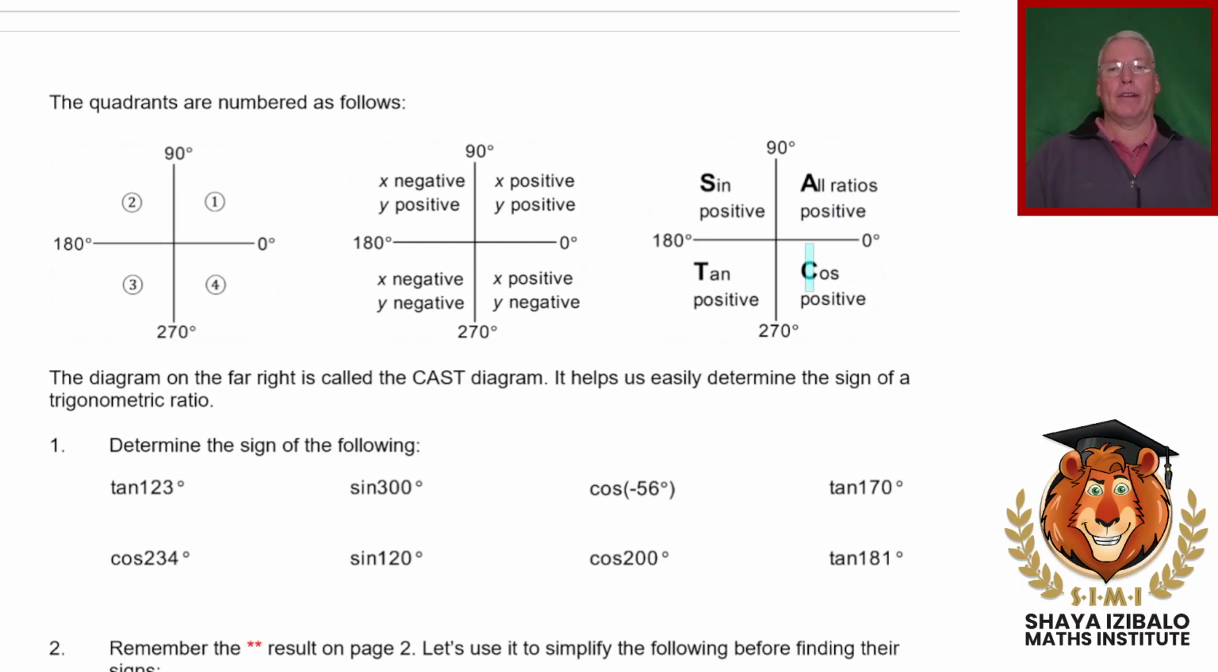Okay, this little diagram, which teachers often call the CAST diagram, C-A-S-T, is very helpful in reminding us what's positive where. It's not a very useful name, in fact, because quadrant 1 is where we actually start. So a little rhyme which starts with A-S-T-C is maybe better: All students take coffee, or all students take chocolate. Just remember that diagram. When you get into a test or exam, you might want to just write it down like that: All, sine, tan, cos.